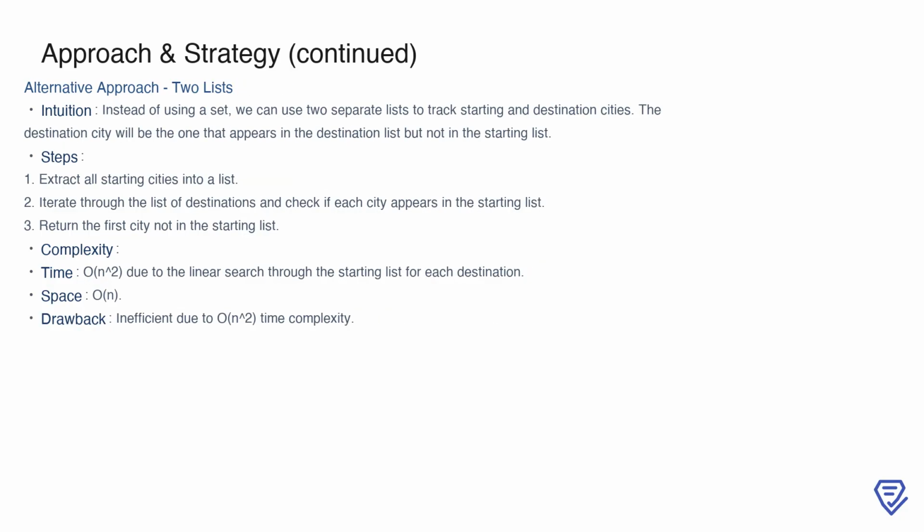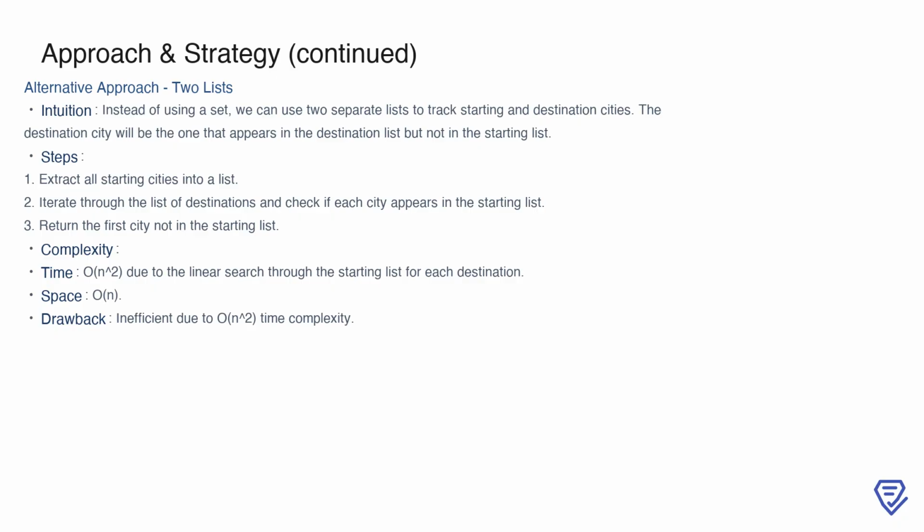Another alternative approach involves using two separate lists instead of a set. In this approach, we maintain one list for all starting cities and another for destinations. To find the destination city, we iterate through the destination list and check if each city appears in the starting list. The first city that does not appear in the starting list is identified as the destination city.